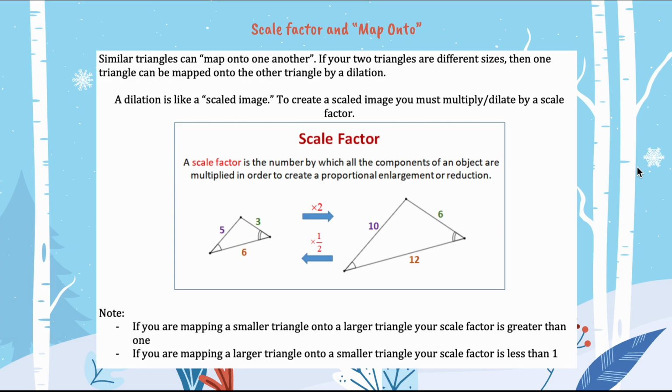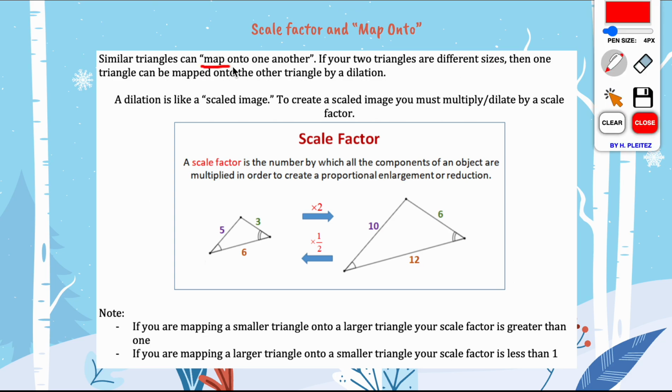So we have scale factor, and we have this wording "map onto," right? So these are just fancy words. We say that similar triangles can map onto one another. That just means that they can land directly on top of one another, right? So if your two triangles are different sizes, then one triangle can be mapped onto the other one by a dilation. A dilation is like a scaled image. To create a scaled image, we must multiply or dilate by a scale factor.